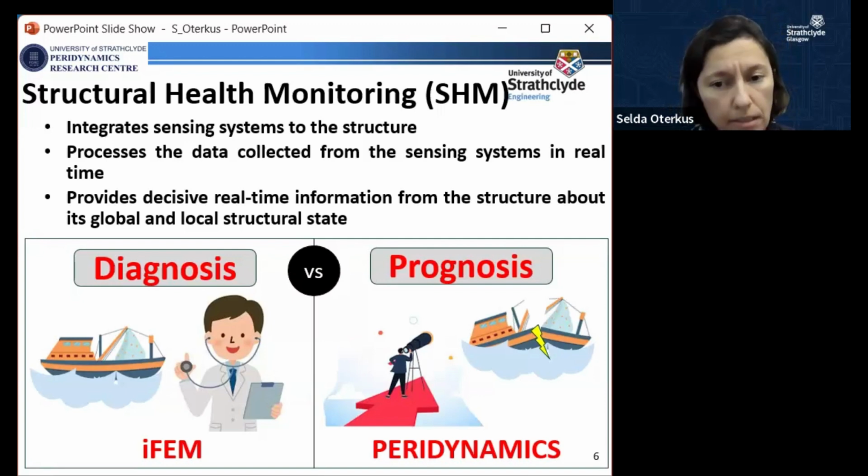The first phase is to detect the damage, and there are different techniques that are available for this purpose. But today I'm going to introduce you to the IFEM methodology, which we believe is a pretty promising technique for this purpose. The second phase of structural health monitoring is what we call prognosis, which means that once we detect the damage, we find out how the damage will evolve in the future. Today I will also give you brief information about the method that we are using, peridynamics, which will be beneficial for future predictions.